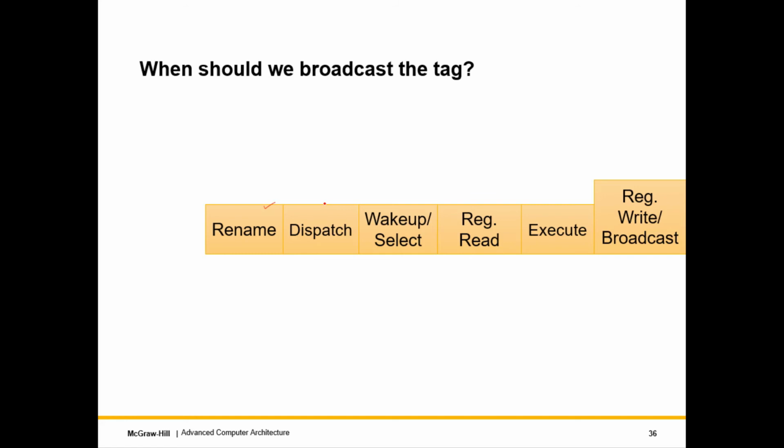rename, dispatch, wake up and select. Register read, we read the values from the register file. Then we execute, and then we write to the registers. So one of the simple options that we are looking at here is that we actually broadcast over here. And if we broadcast over here, let's see what are the problems. So note that in this pipeline, we have full bypassing and forwarding enabled, right? So forwarding in an out of order pipeline is called bypassing.